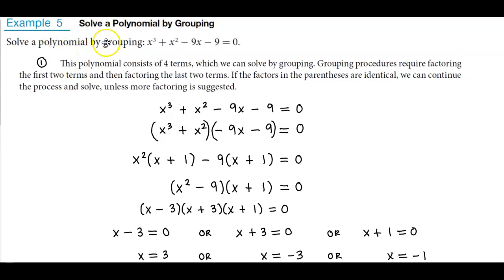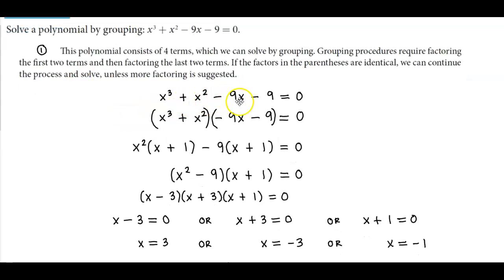Example number 5, solve a polynomial by grouping. We're going to solve a polynomial by grouping, which is x cubed plus x squared minus 9x minus 9 equals 0. This polynomial consists of 4 terms, which we can solve by grouping. Grouping procedures require factoring the first 2 terms and then factoring the last 2 terms. If the factors in the parentheses are identical, we can continue the process and solve, unless more factoring is suggested.